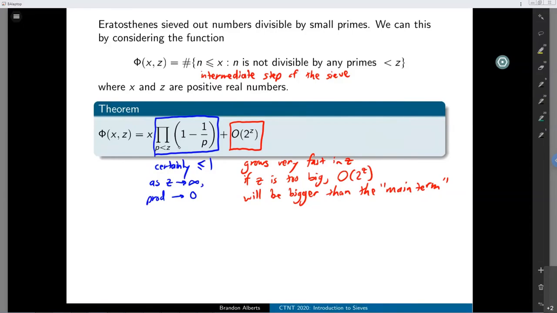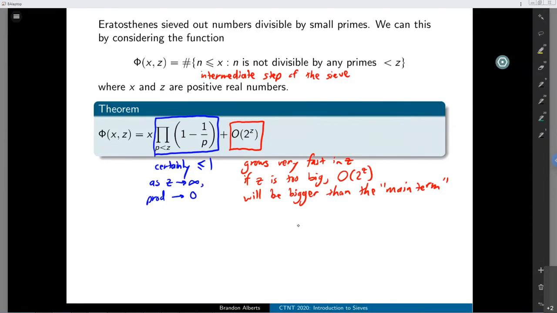We started with x integers, and this theorem says, oh, well, out of those x integers, you have at most 2 to the x of them left over. Well, I could have told you that without any work. 2 to the x is bigger than x. It's not surprising that we have that as an upper bound. And so this error term being so large says that this theorem is not significant unless z is very small.